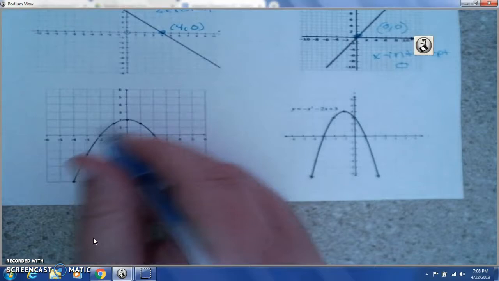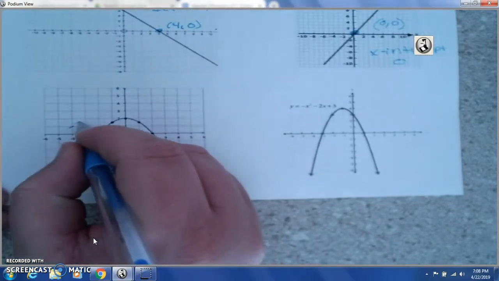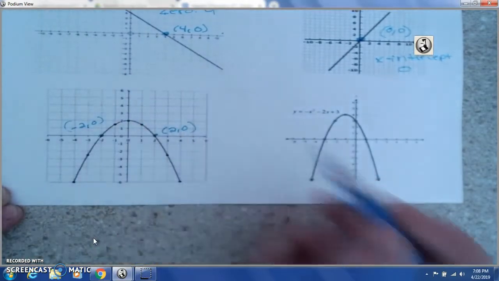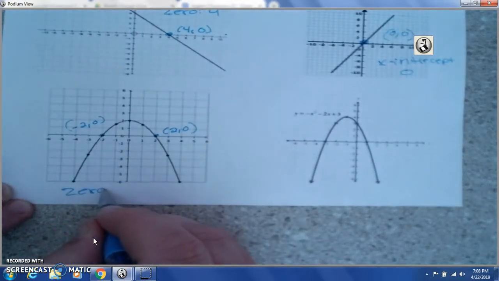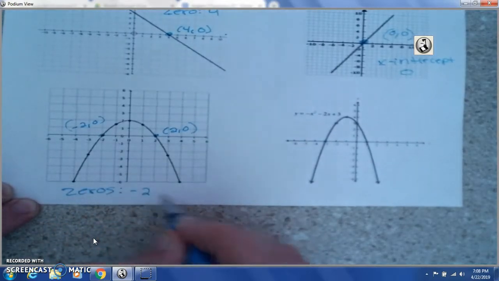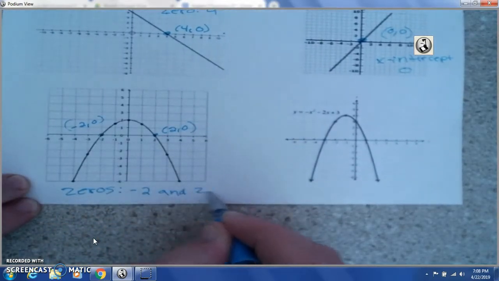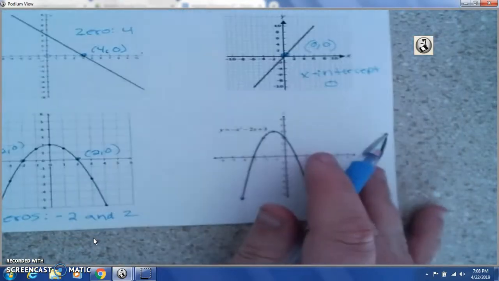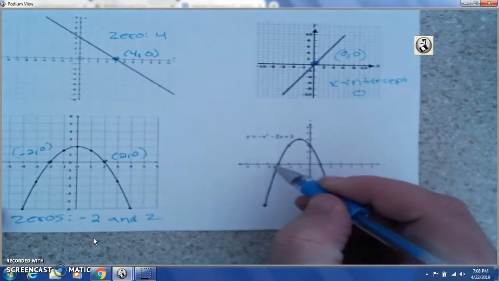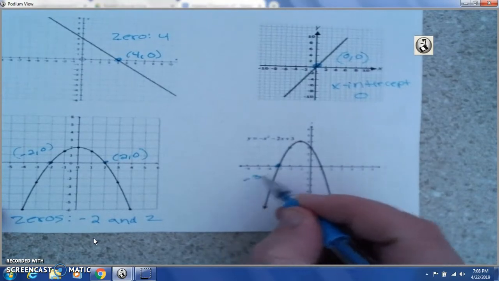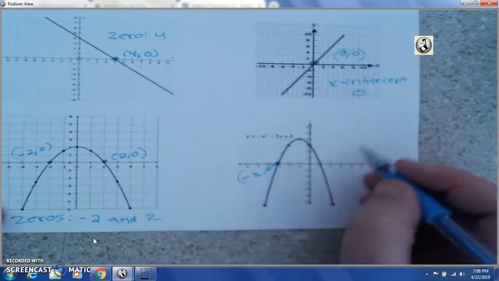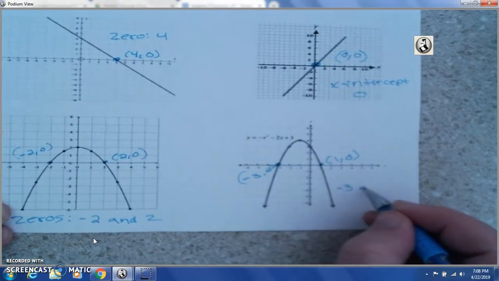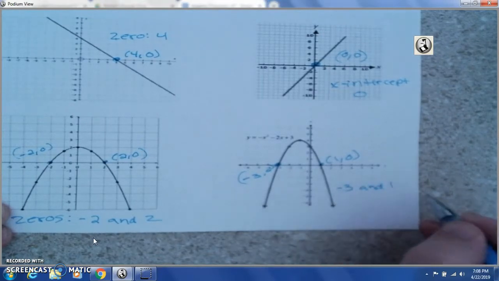In this case, you have a parabola. It crosses at (-2, 0) and (2, 0). And so your zeros in this case are -2 and 2. And in this situation, your parabola crosses at (-3, 0) and (1, 0). So -3 and 1 are your zeros there.